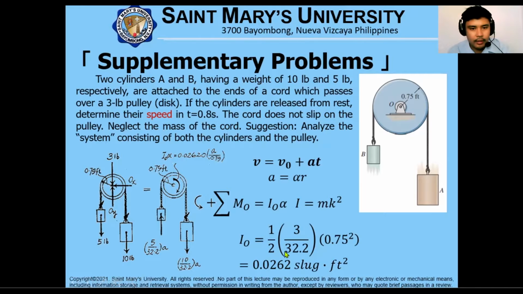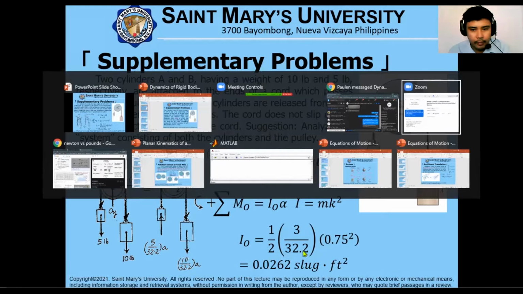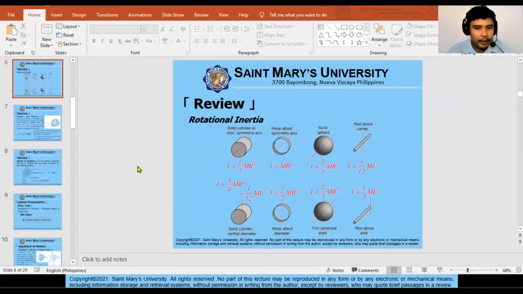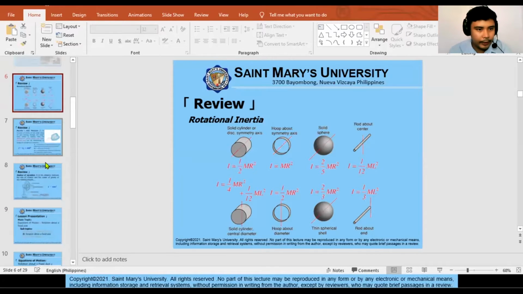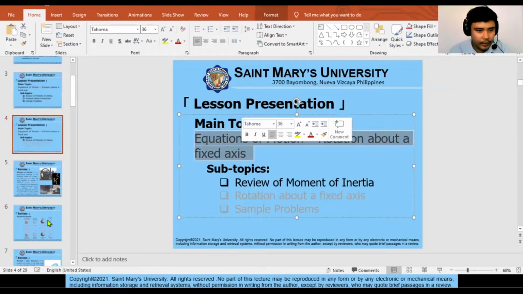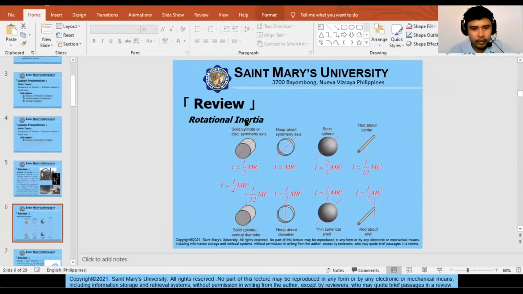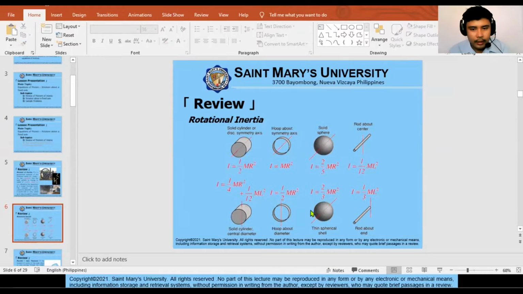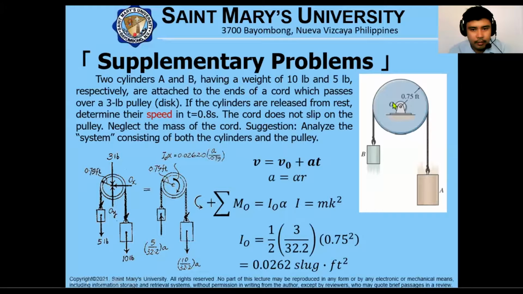This equation has already been derived and introduced in this presentation. In our lecture pertaining to equations of motion, rotation about a fixed axis, we introduced rotational inertia. As you can see based on the image, most likely the image for that is here, this 1/2 mr squared. It is a solid cylinder or a disk symmetry axis.